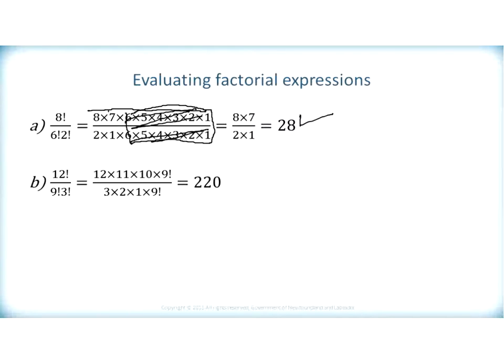And the next example in B, we have 12 factorial over 9 factorial times 3 factorial. Well, 9 factorial is embedded in 12 factorial. For example, 12 times 11 times 10 times 9 factorial. I can cancel out the 9 factorials, and that will give us 220.